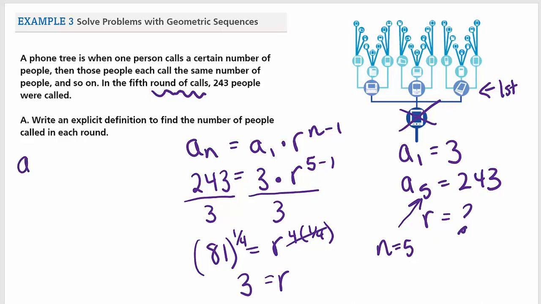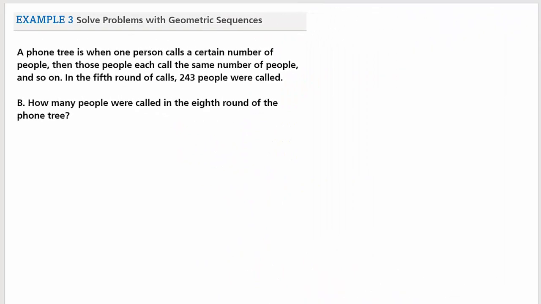Putting it all together, we have 3, which is our a sub 1, times 3, again, which is our r, to the n minus 1. And this is our explicit formula that we can use to identify the number of people called in any round. So when we're asked to find out how many people were called in the 8th round, we can use that formula we just derived.